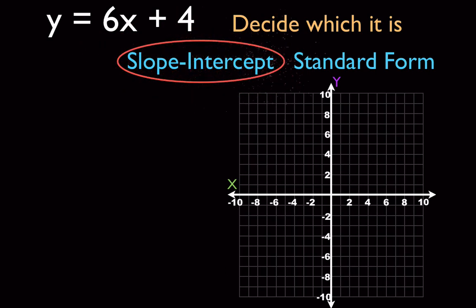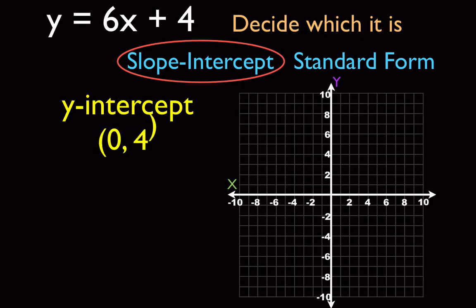Okay, so this one is slope-intercept form. You can tell because it's y equals. Now what we're going to do is identify the y-intercept, which is (0, 4). Again, we look just to the right. And then we're going to identify our slope after that. So we're going to plot that point, (0, 4).